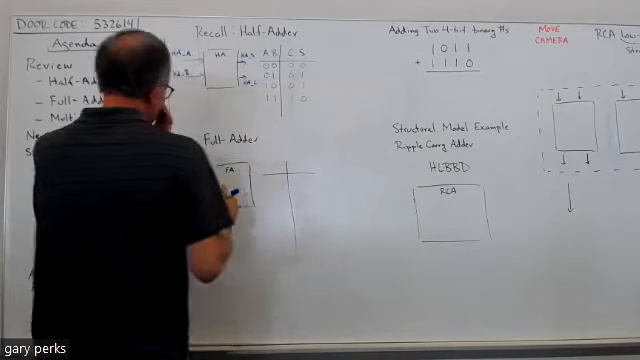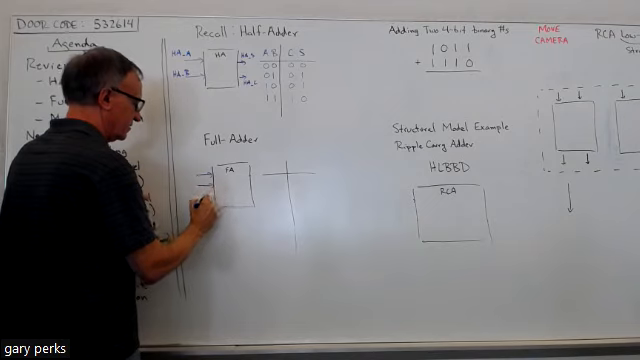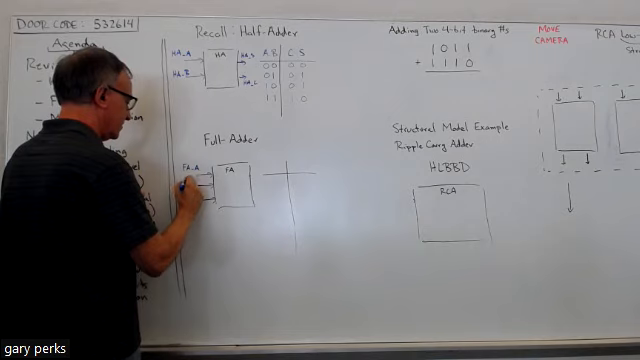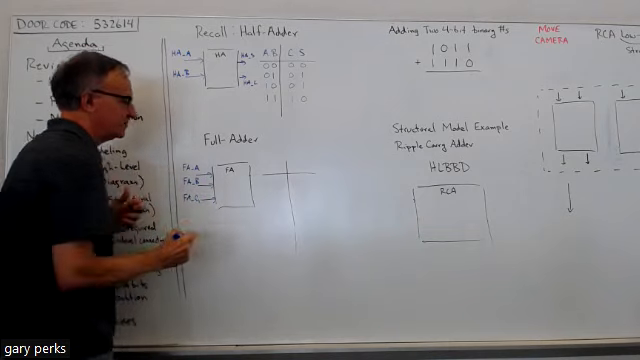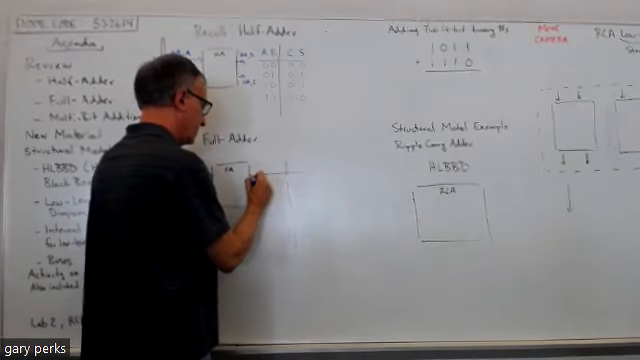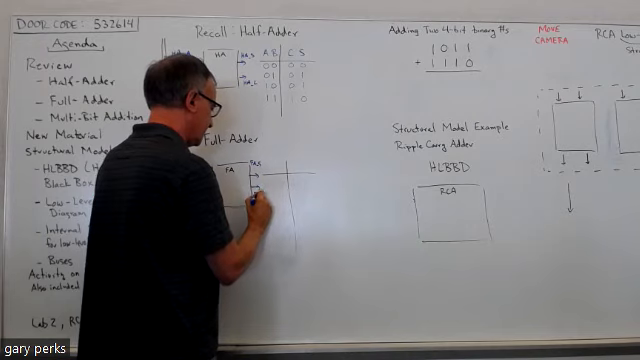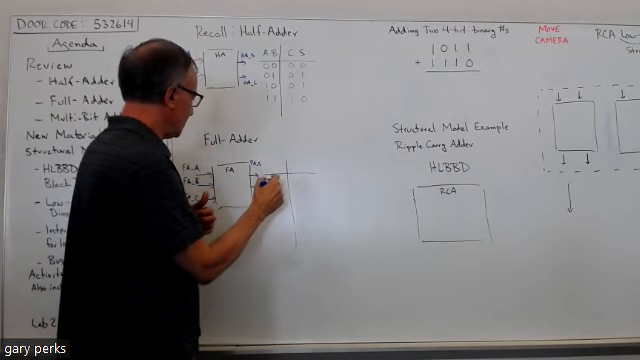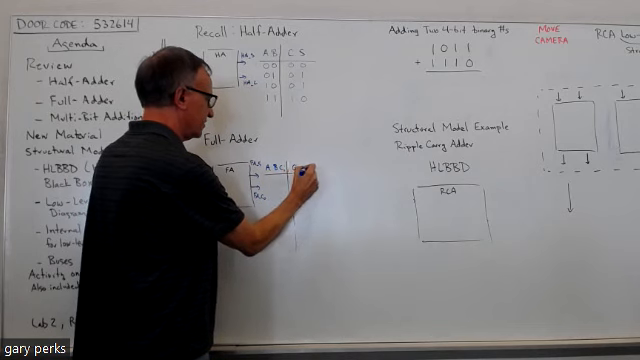Okay, full adder, how many inputs? Three. Maybe you did full adder underscore A, full adder underscore B, and then full adder underscore C. How many outputs? Two. Maybe FA underscore S and FA underscore C out. Again, for the truth table, I'm just going to use A, B, CI, and CO, and S.